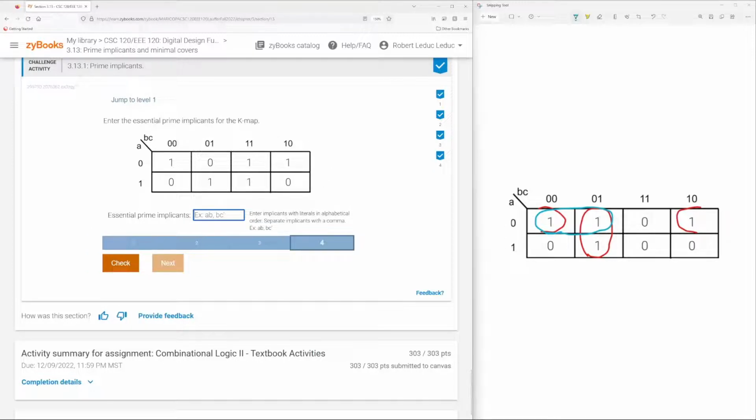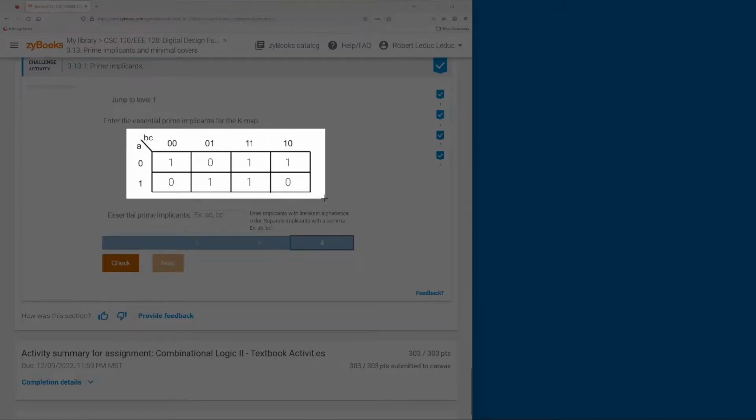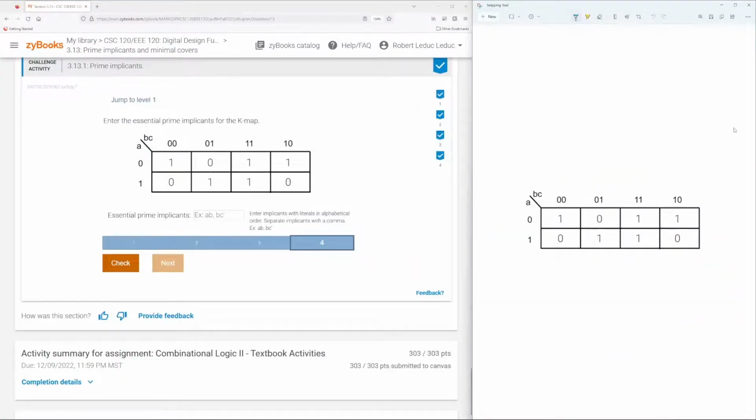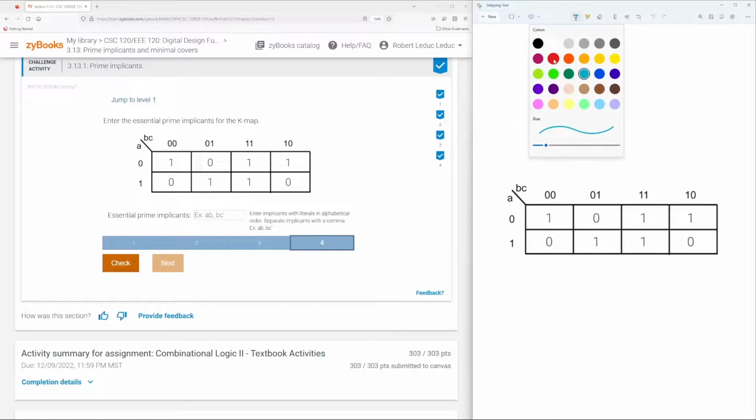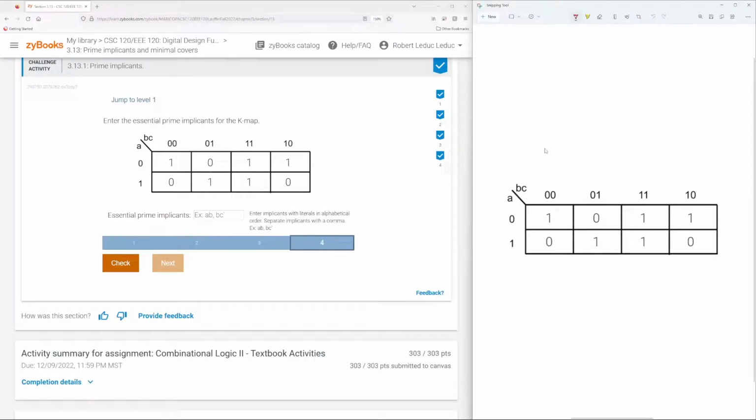And here we're tasked with dealing with a slightly different type of implicant, the essential prime implicant, which is the only prime implicant that will cover a particular minterm in a function's onset. So let's go ahead and do a new snip. And we'll see if we can find the essential prime implicants.